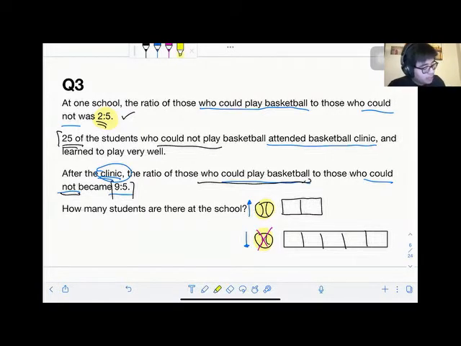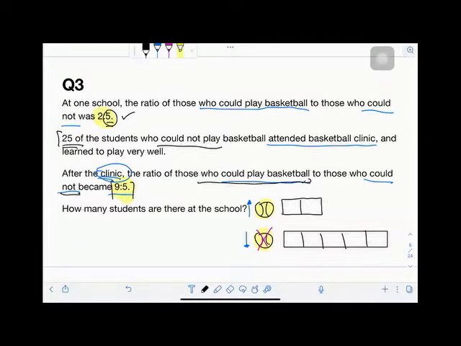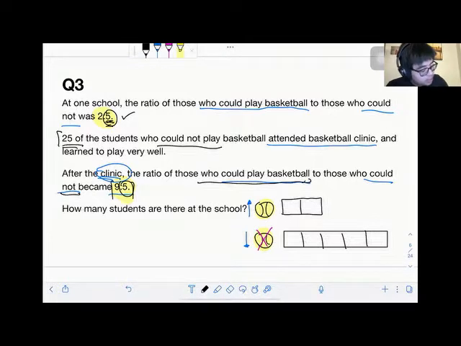Kung tingnan po natin, yung ratio pagkatapos ng clinic ay 9:5, no? So, dito sa unang ratio, yung 2:5, yung 5 ba dito sa taas ay pareho sa 5 dito sa baba? Yes po. Pero may umalis mula dito papunta dito.